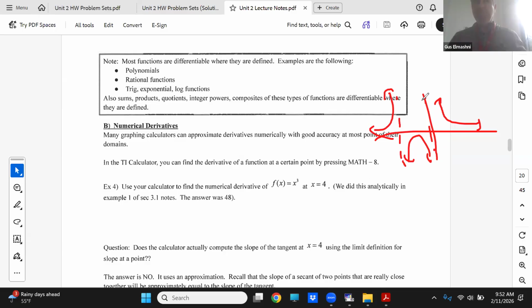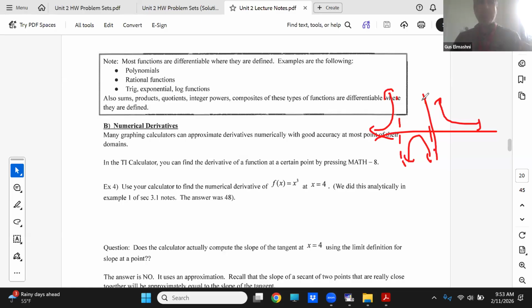Trig, sine and cosine, they're fine, right? There are no issues with sine and cosine. There are no sharp corners with sine and cosine. With the ones that have asymptotes like tangent, cotangent, cosecant, and secant, sure, you have a bunch of places where they're not differentiable, but on each of the branches of the curves, they're cool.